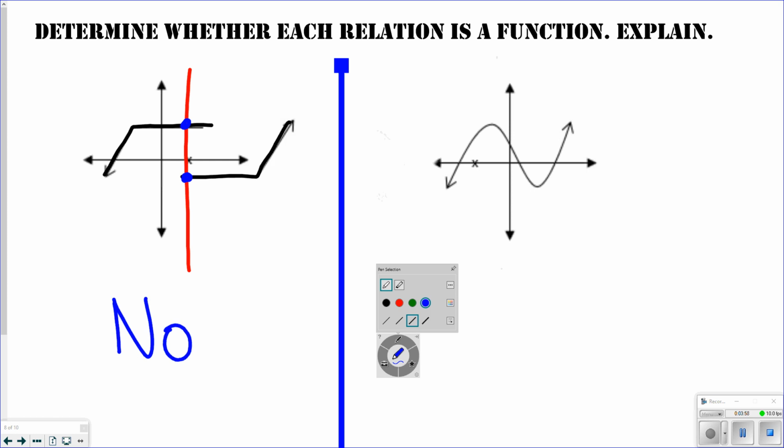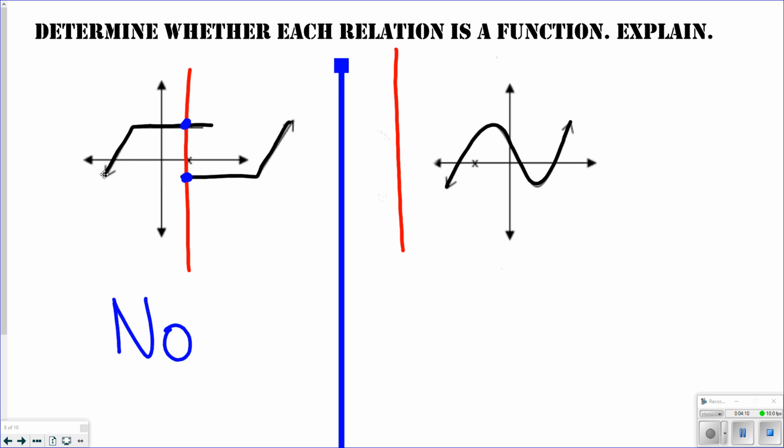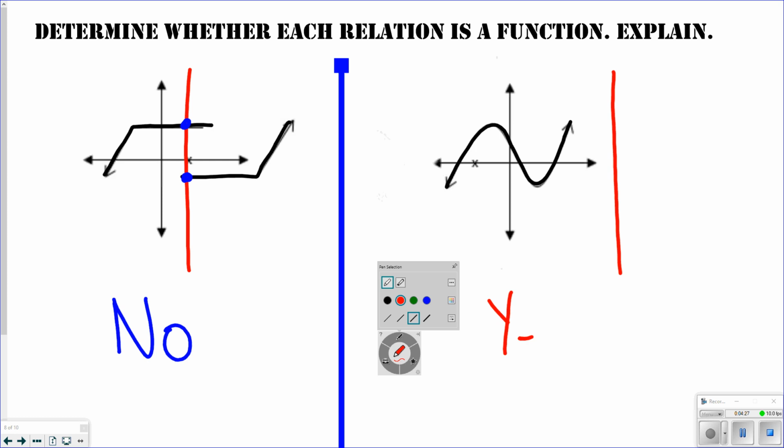We can do the same exact test on our next graph. We simply look at this. Imagine you had a straight up and down line, like so. And I'm going to push that line, touching in one spot, touching in one spot, touching in one spot, touching in one spot, touching in one spot. It never is touching the graph twice at the same time, so we would say that, yes, this is a function.